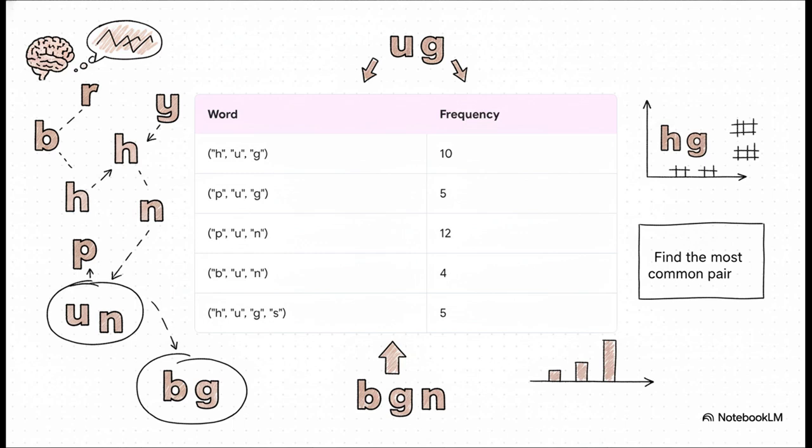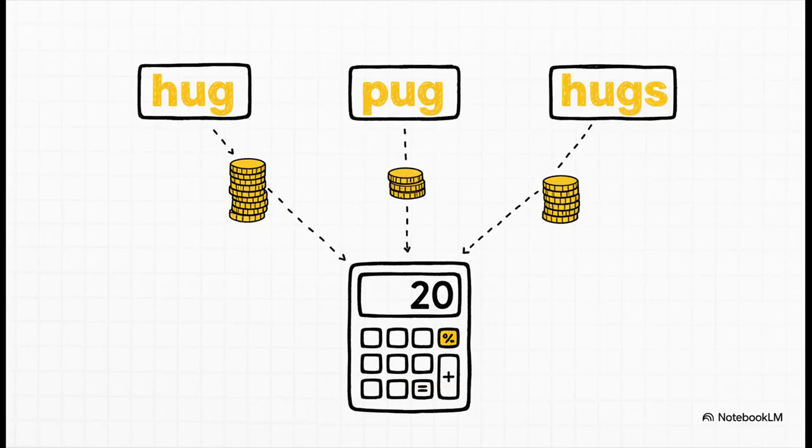Now the game begins. We need to find the most common pair. So how do we find the most common pair? Well, we just count them up. The pair U and G shows up 10 times in hug, another 5 times in pug, and a final 5 times in hugs. Add it all up, and that's 20 occurrences, which makes it our winner. It's the most frequent pair in our little world.